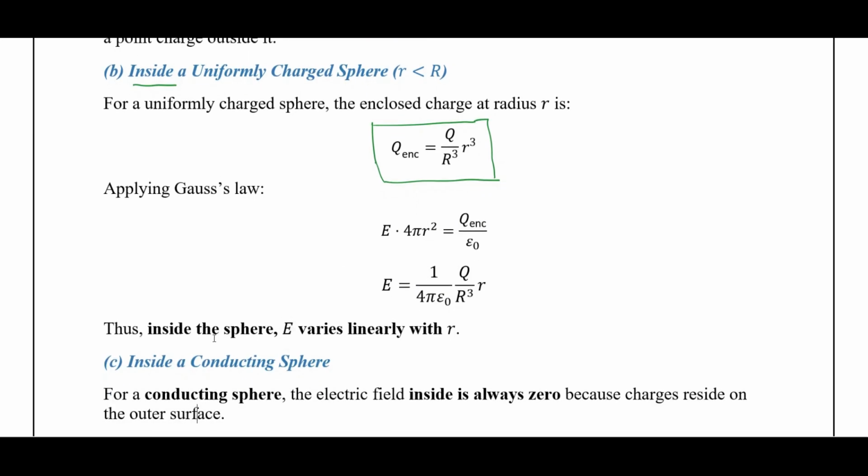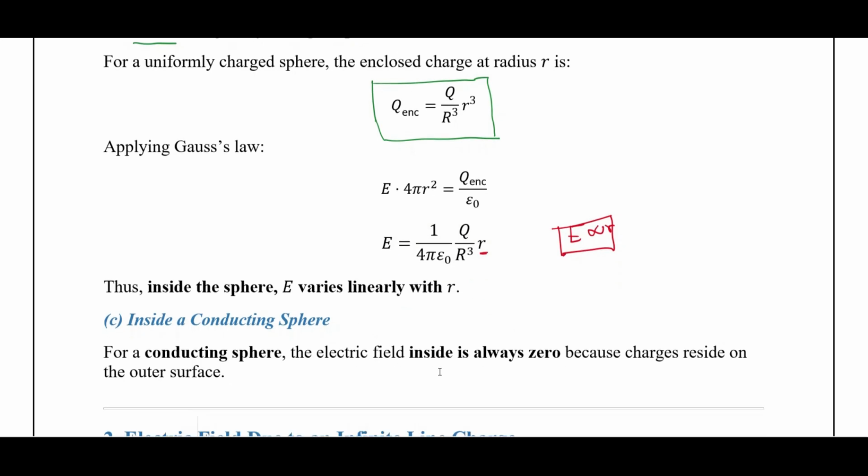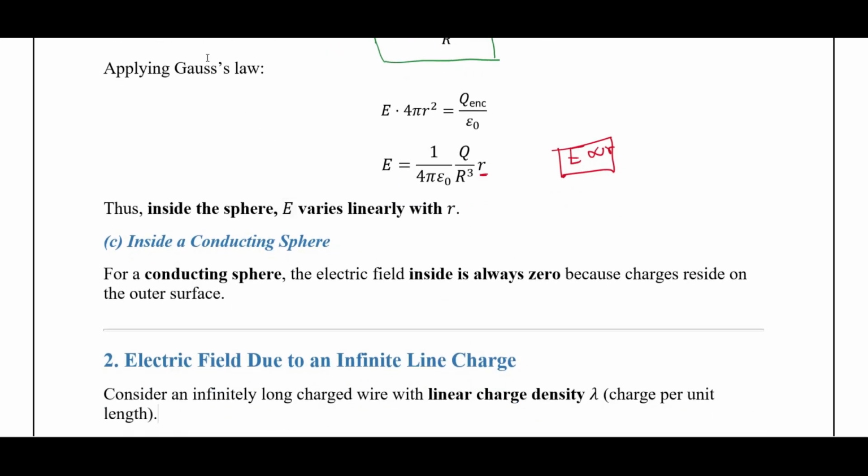Inside the sphere, the electric field varies linearly with r only. Sometimes they ask this. So E is proportional to r. It causes confusion for us. Okay, good. This is the most important. Inside a conducting sphere, the field is always 0. Most important, repeated in questions.